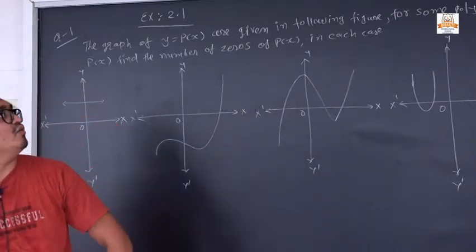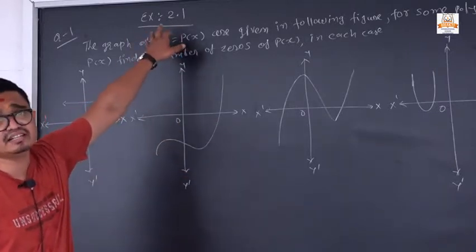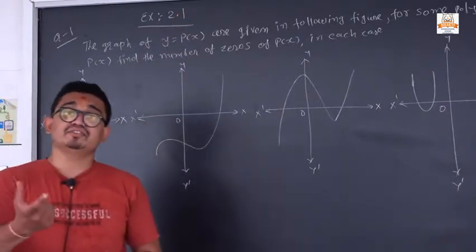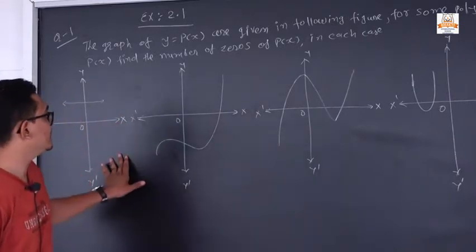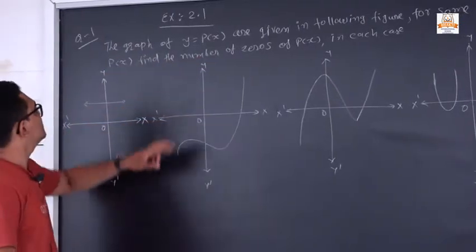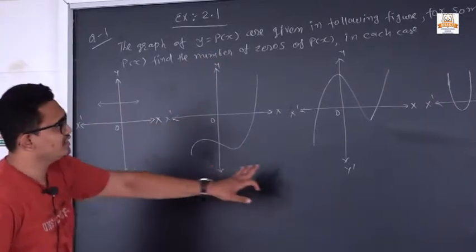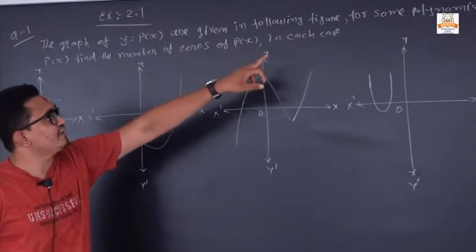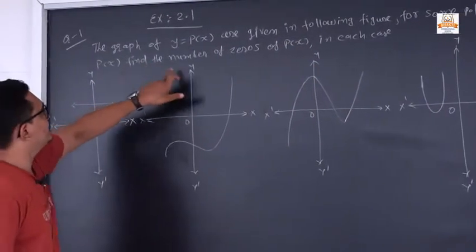But now we are going to start our new exercise. In exercise number 2.1, they are asking, from the graph, how many zeros the polynomial has. First of all, let's read the question. The graphs of polynomials p of x are given in the following figure. Find the number of zeros.